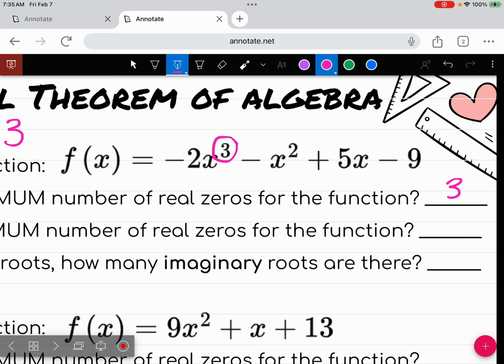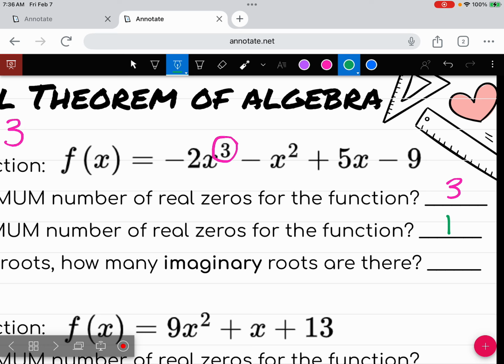So is this even or odd? It's an odd function, which means I have arrows going in opposite directions, which means it has to have at least how many real roots? 1 real root. Since it's an odd function, it has to have 1.